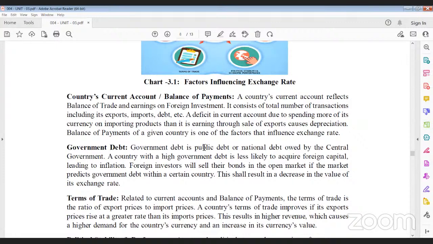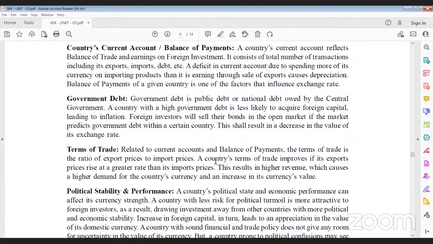Now, the country's current account and balance of payments. In the last class we learned about balance of payments. A country's current account reflects the balance of trade and earnings on foreign investments. A deficit in the current account, due to spending more of its currency on importing products than it is earning through the sale of exports, causes depreciation. Hence, the balance of payments of a given country is one of the factors that influences exchange rates.